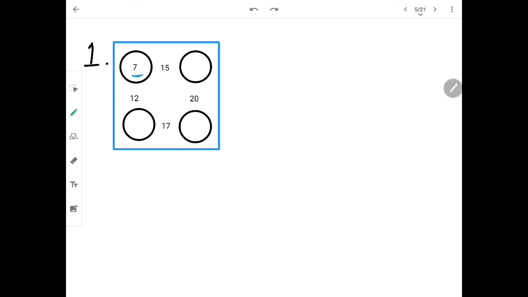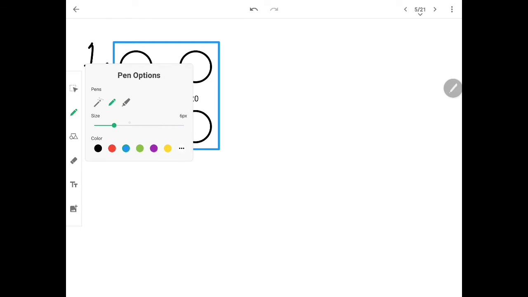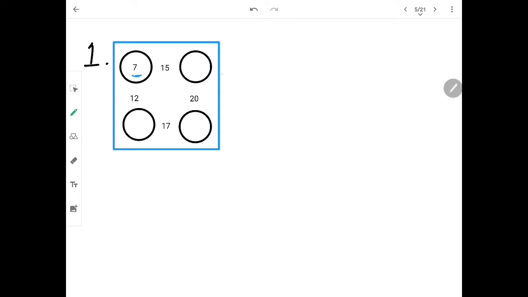We're given a 7, and we need to, just to get started out, we can either solve for this bubble right here, or we can solve for this bubble right here. It honestly doesn't matter as long as you get started out. So for video purposes, I'm going to start with this one here.